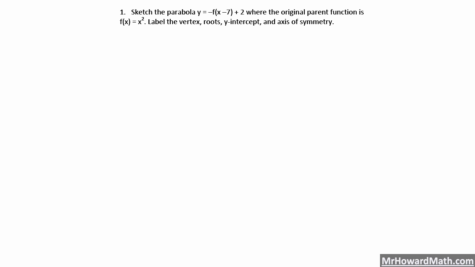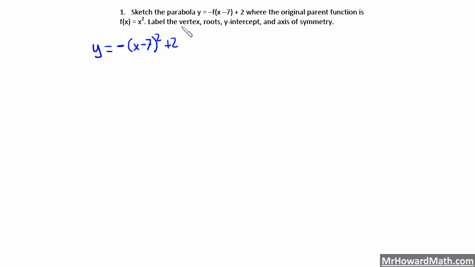So our equation, if we're talking about x squared being f of x, the original f of x, these are just transformations. That negative is flipping it over the x-axis. This is moving it right 7 and up 2. So this is actually going to be in vertex form when we're done: y equals negative, parentheses x minus 7 quantity squared, plus 2. Okay, so now we just need to find all of these things.